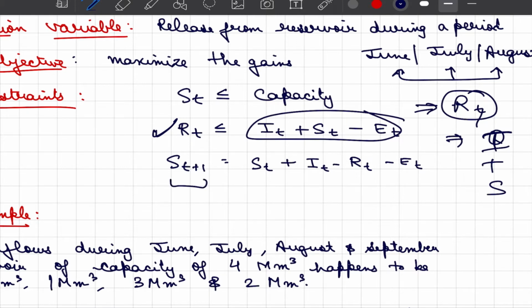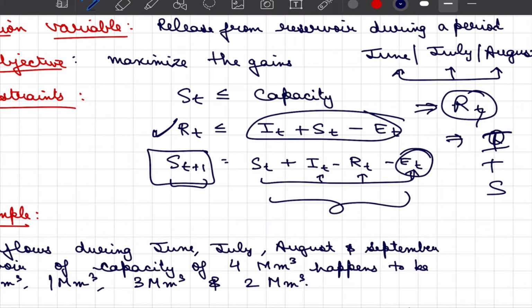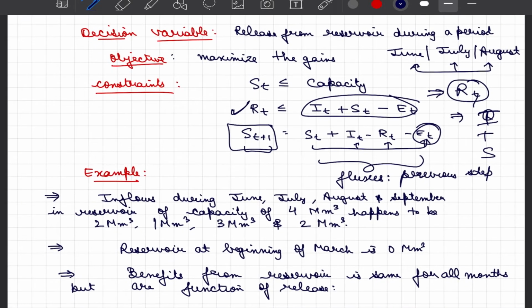And finally, we apply this continuity equation in discrete form, and we say that if we had S_t as the storage at time t, some more water entered, we released some, and some water got lost because of evaporation, then the storage at the next time step is a function of the total fluxes that happened at the previous time step. So these are the three constraints, objective function and decision variable that we would need, keeping our objective in mind, that is, let us maximize the gains.